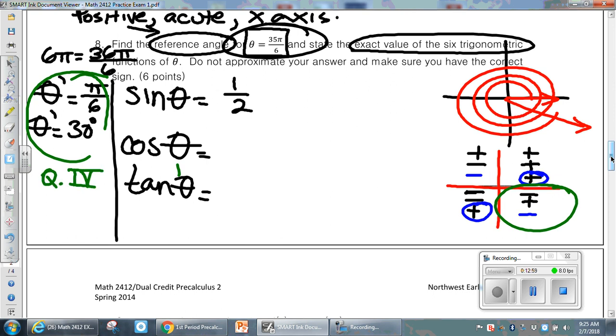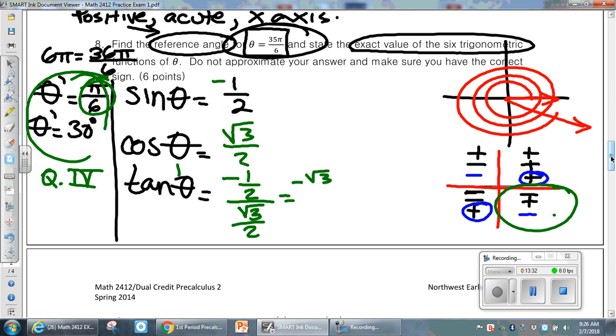Okay, so that's negative. Then the cosine is going to be positive or negative? Look at the board. Positive. So positive square root of 3 over 2. And I know that because I know that the cosine of pi over 6 is that. And for tangent, if you don't remember, you could divide one over the other. Right here, you will have negative square root of 3.